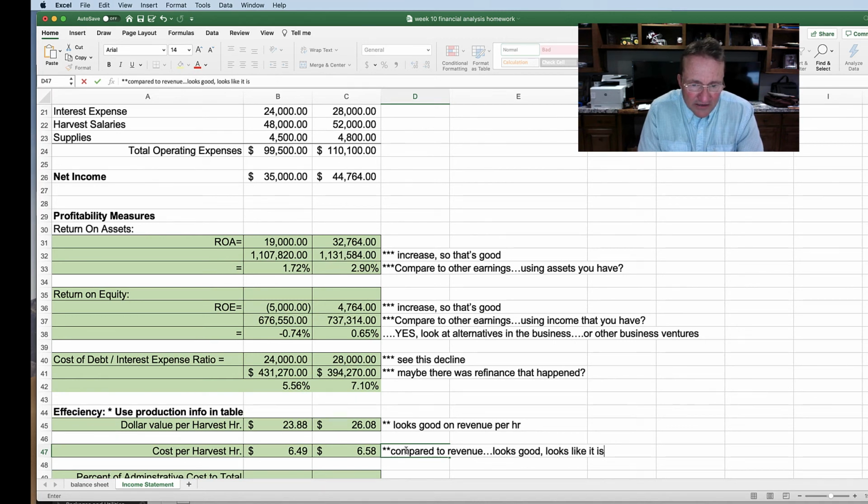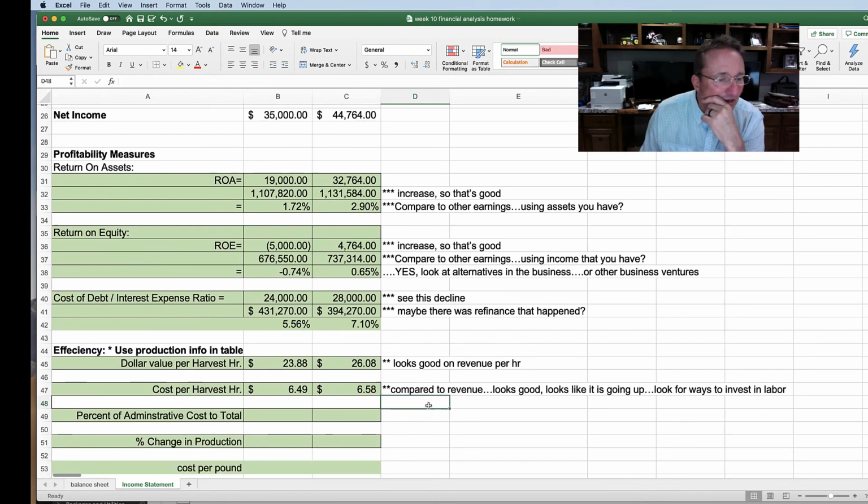Looks like it is going up. So maybe I have a new manager I'm trying to groom to really take care of this for me and do a better job. So I think if I look for ways to invest in labor, that might help me give even a better return. So this is looking like a good deal.